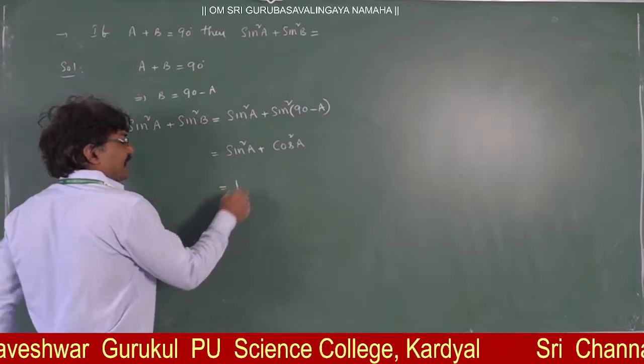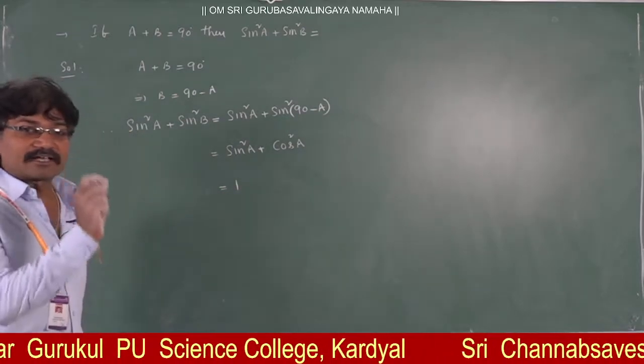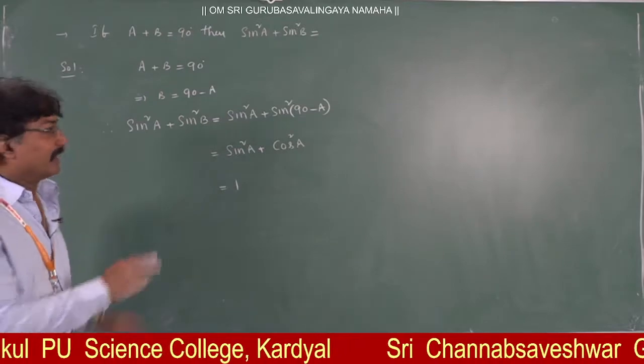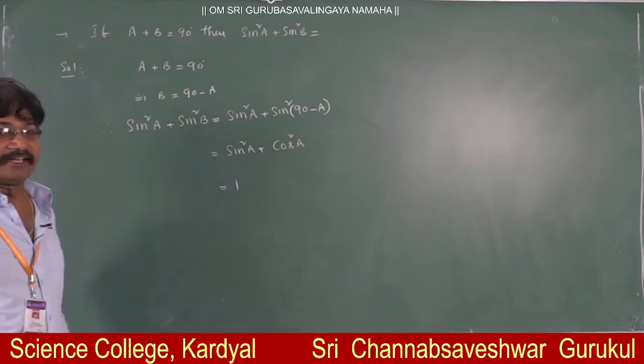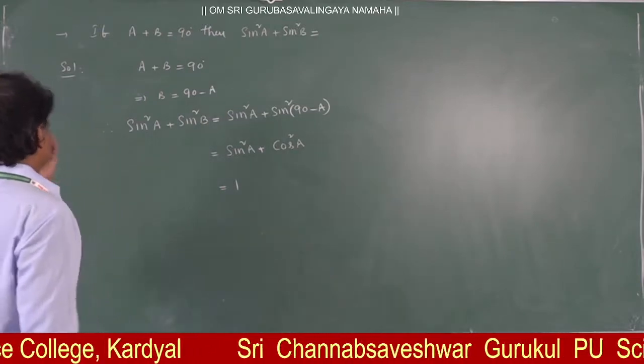Cos square A plus sin square A is equal to 1. Cos square theta plus sin square theta is equal to 1. This is the identity. This is the one point. Next.